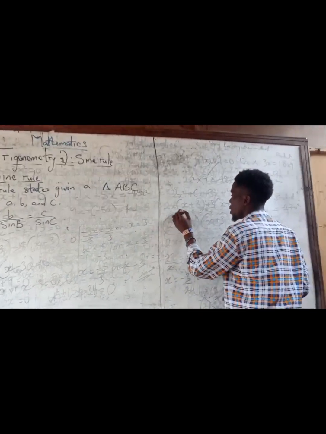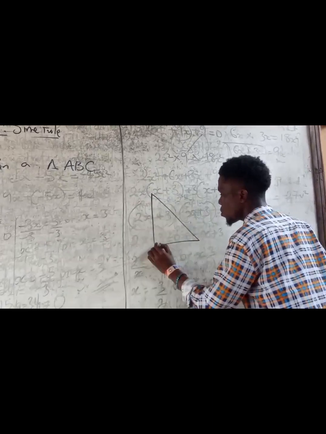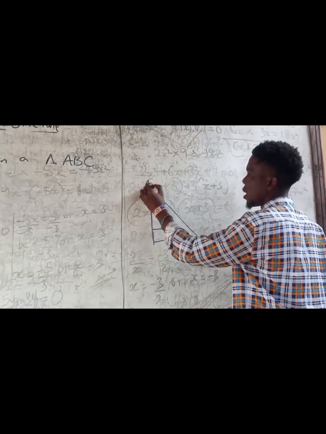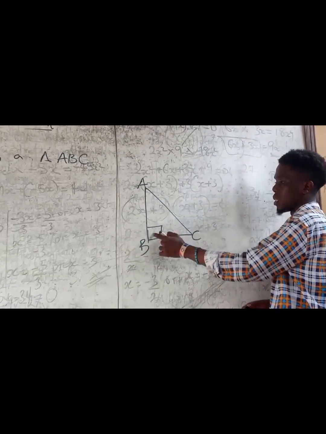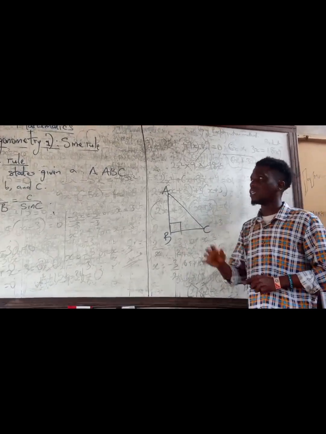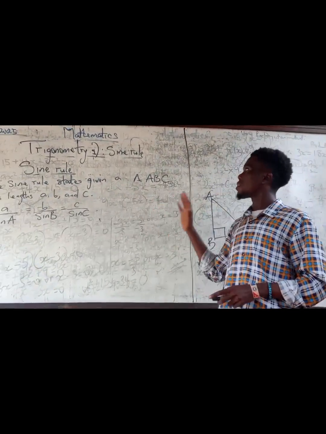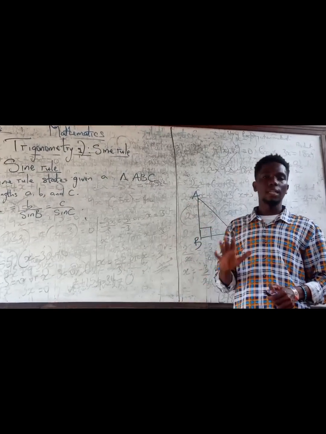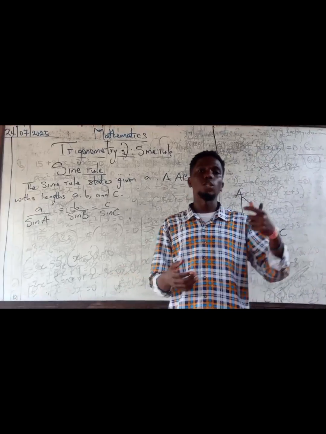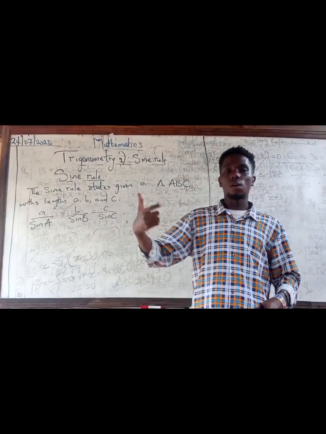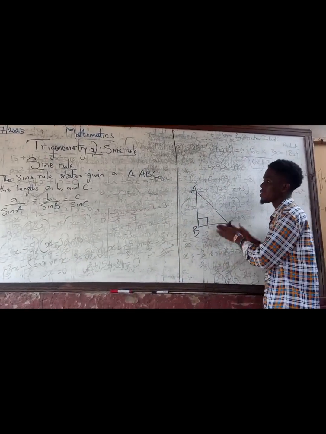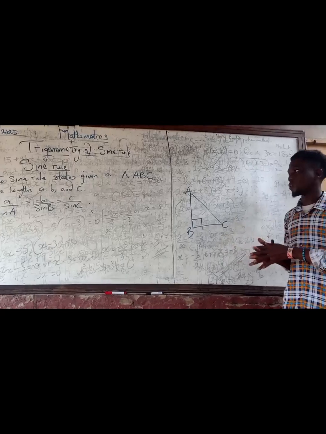So if you have a triangle like this, let's say this is A, this is B, and this is C. This here is a right angled triangle. Why? Because we have an angle of 90 degrees here. But I want us to know this: please, the sine rule should not be applied to a right angled triangle. We use it for other kinds of triangles, an obtuse angle triangle, a reflex angle triangle, and so on and so forth, but not for a right angled triangle.